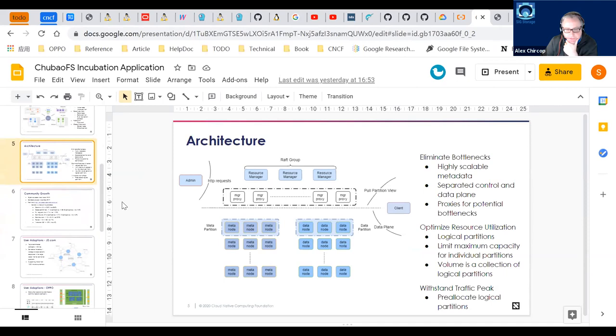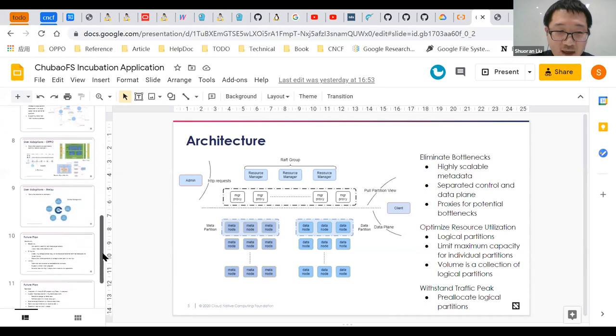I guess that means there's quite a barrier to entry to deploy this in production, because the deployment and the operational aspect of this is going to require some work, I imagine. Yeah.